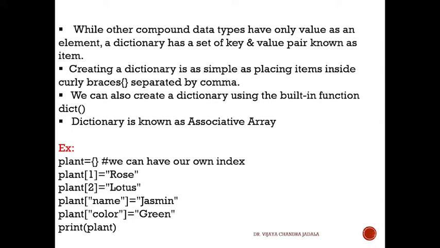We can also create a dictionary using the built-in function dict. A dictionary is also known as an associative array. Example: plant equal to opening and closing braces, plant 1, plant 2, plant name, plant color, then print plant. So this is an example.